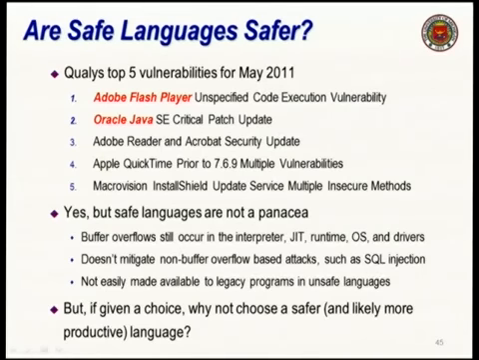Look at the top two, Adobe Flash Player and Oracle Java. The top two attack vectors are safe languages. Adobe Flash uses ActionScript, which is just a small delta off of JavaScript, which is a safe language. Oracle Java is Java, and that is a safe language. The two most popular attack vectors, the two ways that attackers were getting into machines, were attacking Java and JavaScript. Why is that? The language is safe. Yes, the language is safe, but the underlying implementation is broken.